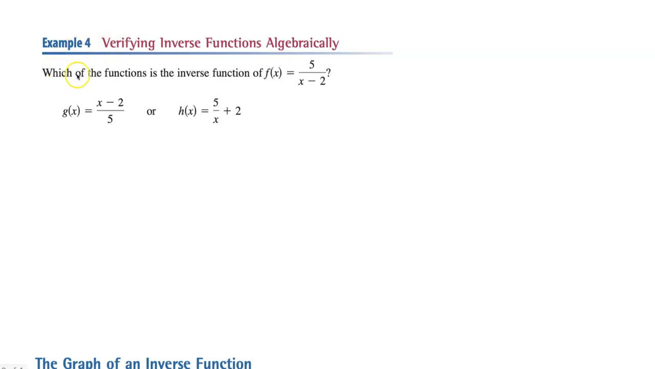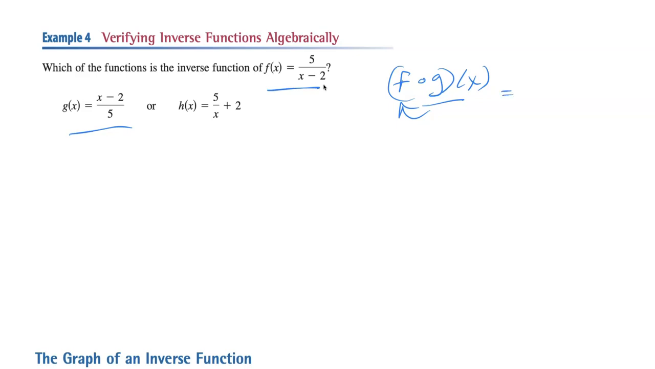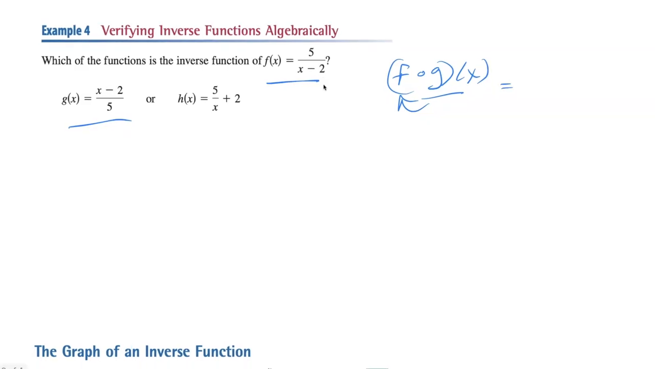So example 4: which of these functions is an inverse function of this? You would just do composition of functions with these. I'll do a real quick one to show you what it looks like when it's not an inverse. So let's try the first one, this one with this one. We're going to do f of g of x. So we're going to plug g into f. Again, it doesn't matter which way you do it. You have to cancel out. So in this case, I'll just do f of g. So f is this guy.